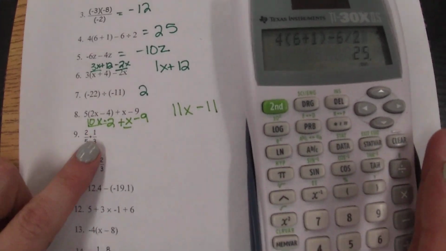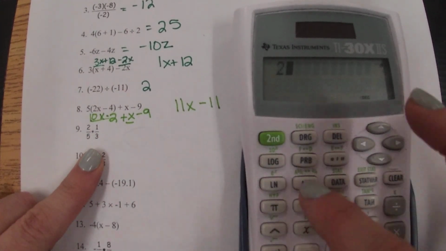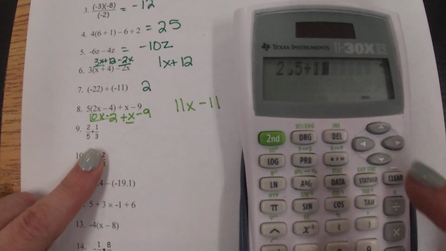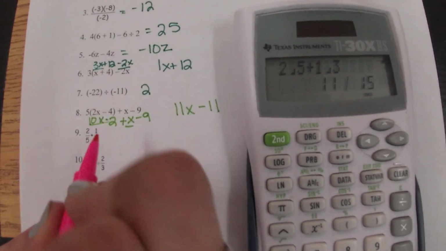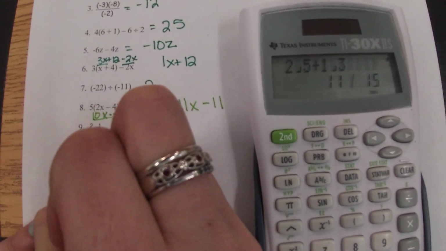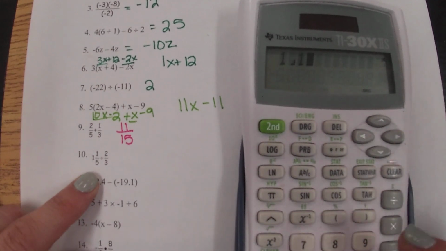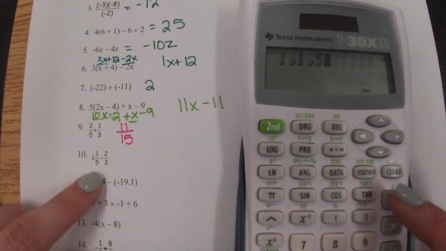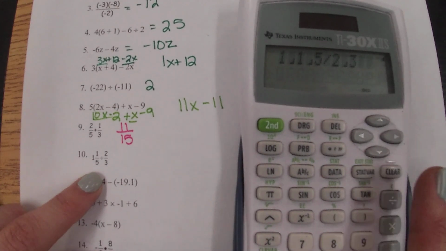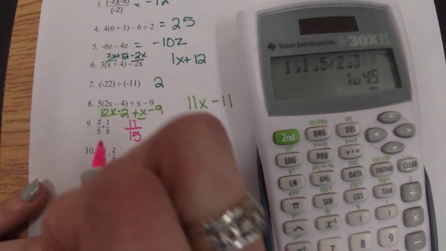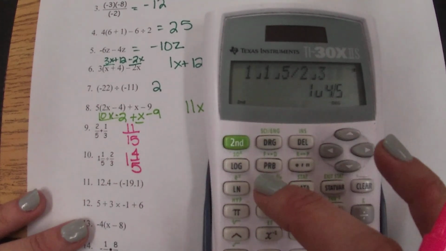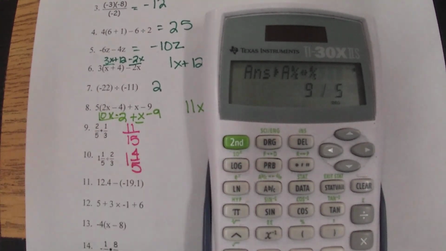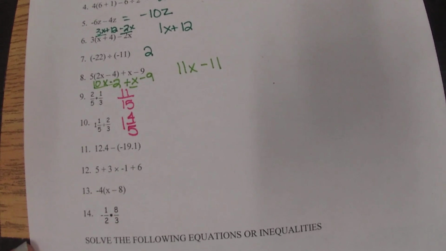If you forget how to put fractions in your calculator, again, you could do it by hand, but it's 2abc5 plus 1abc3, which gives us 11/15. Okay, so we'll do 1abc1, abc5 divided by 2abc3. So we'll get 1 4/5. If you don't see 1 4/5 in the multiple choice, right, you could do second ABC and change its formatting, or second PRB and change its formatting like that.